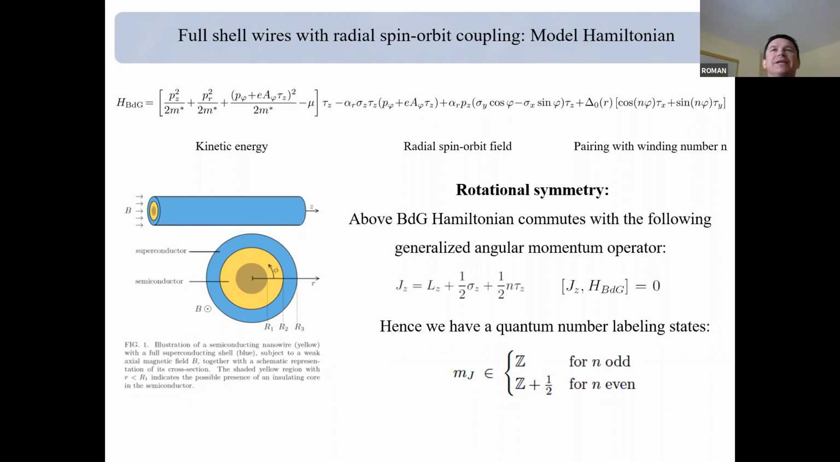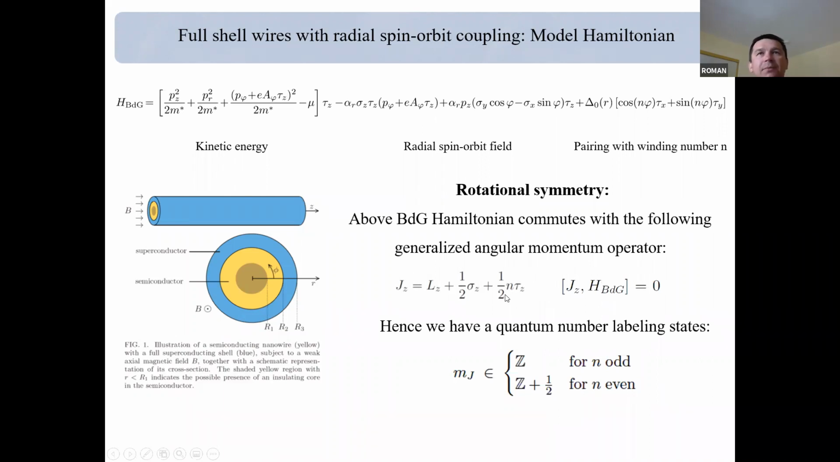And this observation is that there is a symmetry in the problem. There is a generalized angular momentum operator which commutes with this Hamiltonian. This generalized angular momentum operator is a sum of orbital angular momentum, spin angular momentum, and also angular momentum in Nambu space. So N is the winding and tau Z is a matrix in Nambu space.